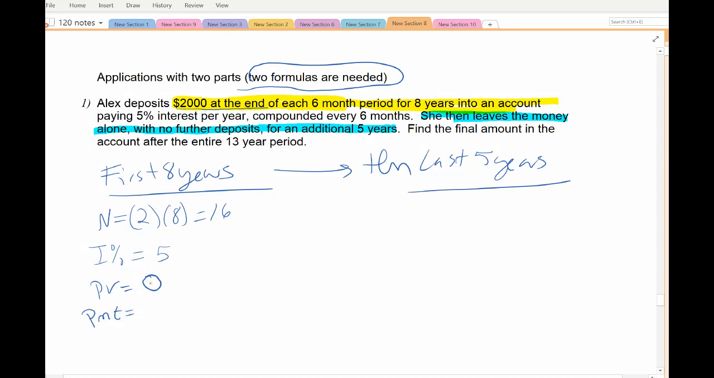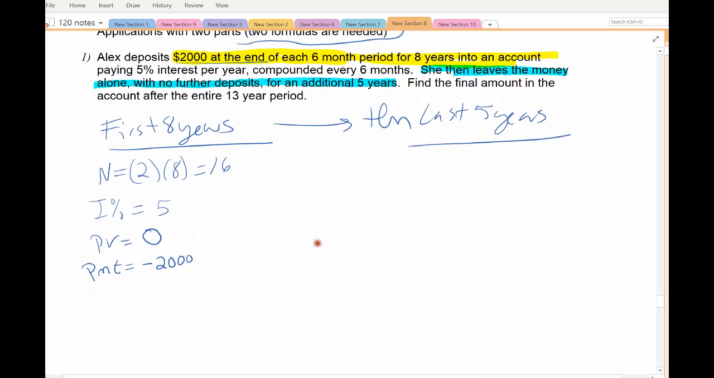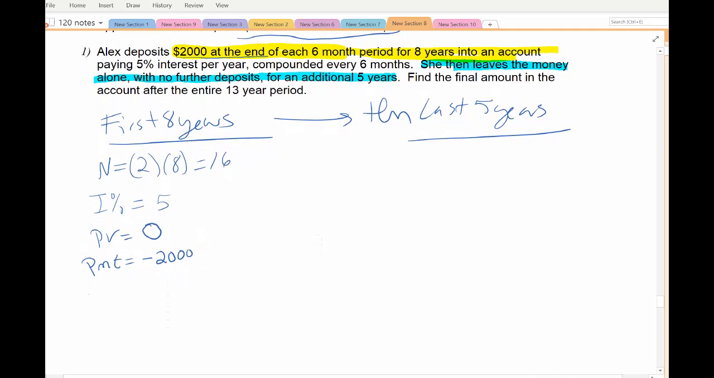She's making regular payments of $2,000, and she's making those payments into an account, so that's a negative number, right? Because it's out of her pocket and going into the account. She can't touch it for 13 years. And then we're going to figure out at the end of the 8 years how much money did she accumulate, right? How much money was there at the end of the 8 years? Because that amount is going to sit there for the last 5 years, and that's important to know.